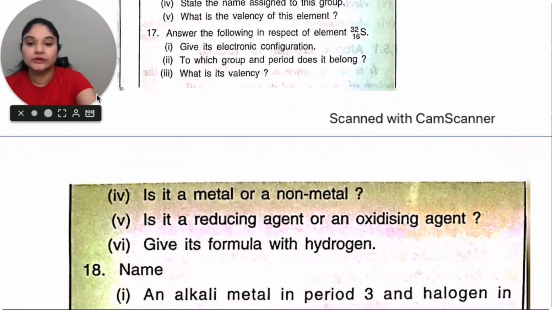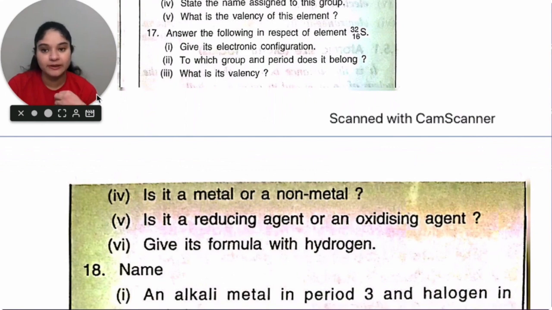valency. So since it is 6 in the outermost shell, so 2, 8, 6, it will need 2 electrons to attain the stable electronic configuration. So the valency is 2. Moving ahead, is it a metal or a non-metal? It is definitely a non-metal. That is because it is accepting electrons for stable electronic configuration.